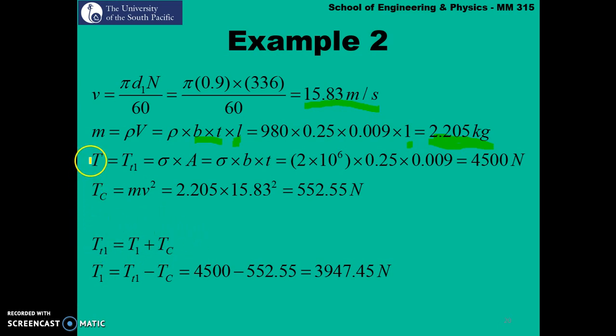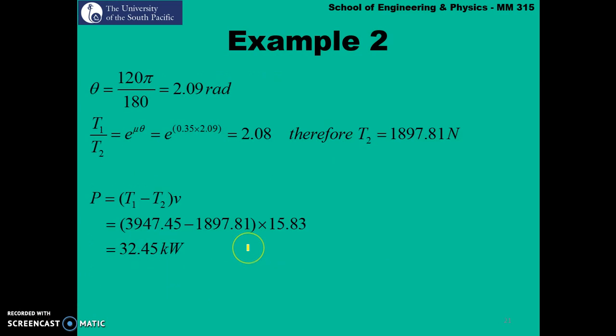Then this step is the only step that is new to us, which is very, very critical. Your maximum tension is nothing but the total tension on your tight side, and the total tension on the tight side is T1 plus Tc. We know our total tension on the tight side is 4500, and we know our Tc, so let's solve for T1. We get 3947.45. Using the tension ratio, we can find T2. Keep in mind that we need to convert the wrap angle into radians. So we get our T2 to be 1897.81 newtons. Substituting, we get a value of 32.45 kilowatt.